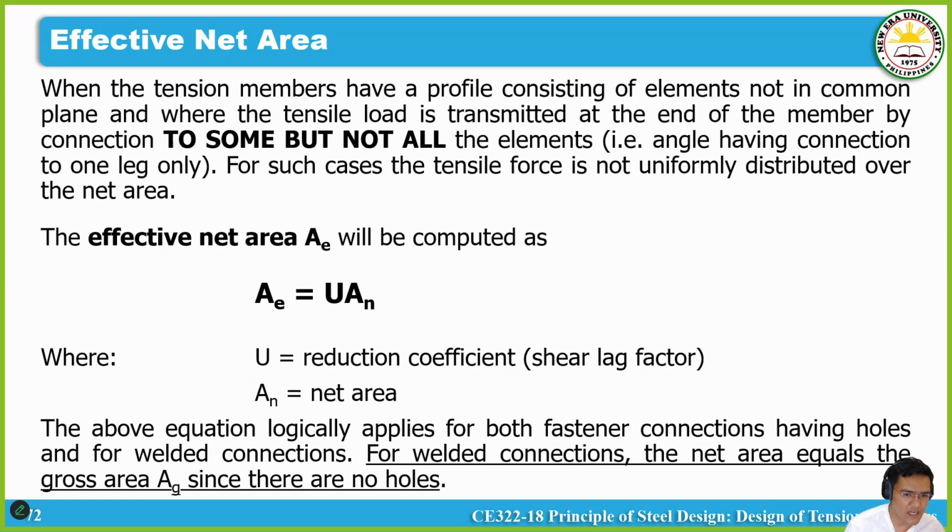So to account for its existence, ang ginagawa natin, we modify our effective net area. Remember on our problem 1 to 3, we introduced yung parameter na U, or the shear lag factor. So sa ibang book natawag siyang reduction coefficient. Basically ang gamit niya is you could multiply this parameter with the net area and you would have what we call the effective net area A sub E. So yun yung ginagamit natin to account for the shear lag. So let me repeat lang.